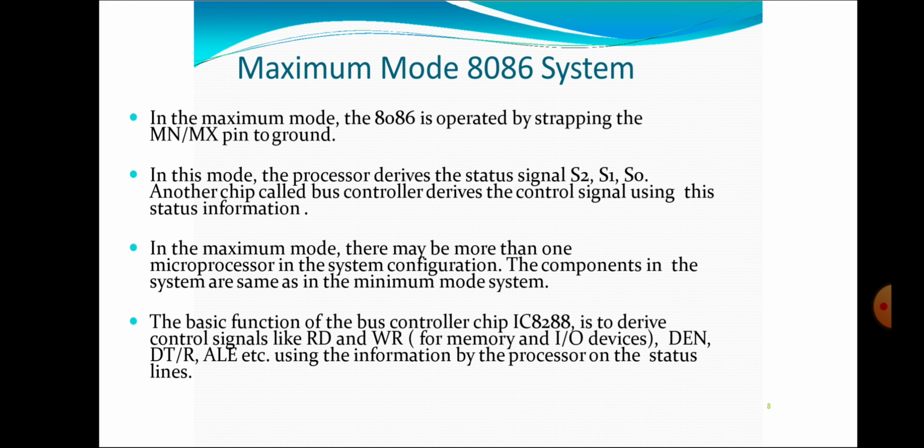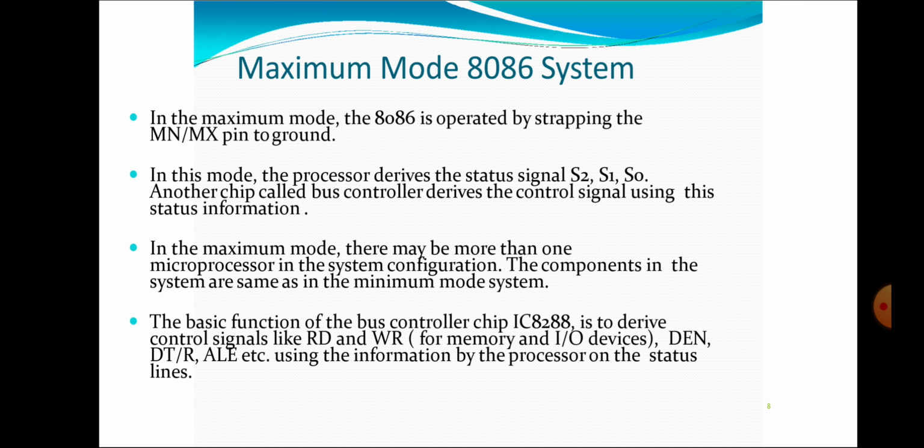In this mode, the processor derives the status signals S2, S1 and S0. Another chip called the bus controller derives the control signals using this status information. So what kind of operation you have to perform depends on S2, S1 and S0. By setting these bits, we can perform read operation or write operation in memory or input output devices.